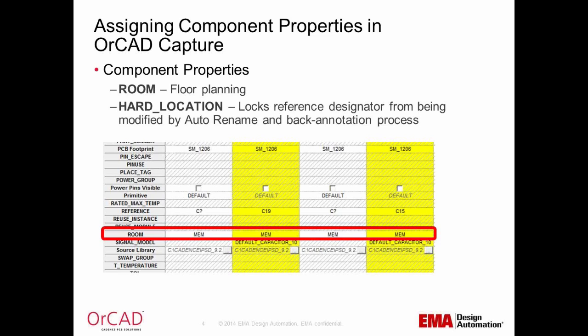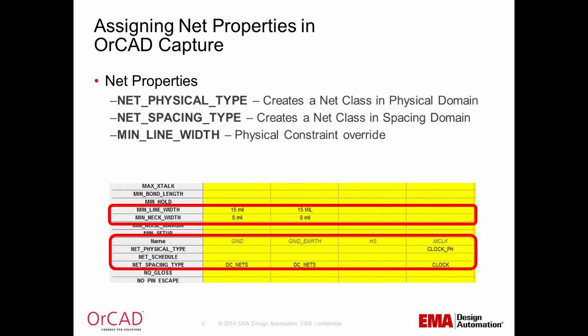Next, we'll talk about net properties. Some net properties are used to create differential pairs or net classes. Some may become constraint overrides, and others may be used to instruct the auto router. The net physical type and net spacing type properties may be used to create net classes in the physical and spacing domains. Net classes are used to group nets that may require special constraints.